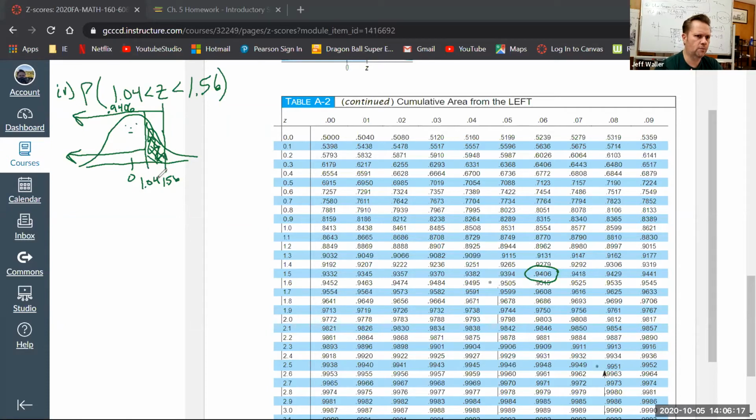So when you look up 1.04, what do you get? 0.8508. 8508, I like it. And now if I subtract these two, I'll get the answer.